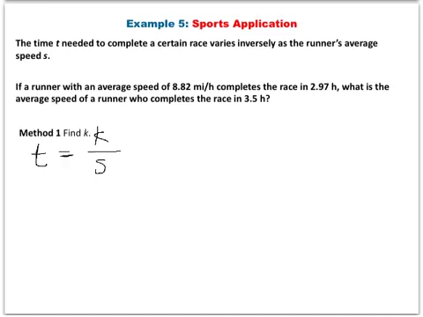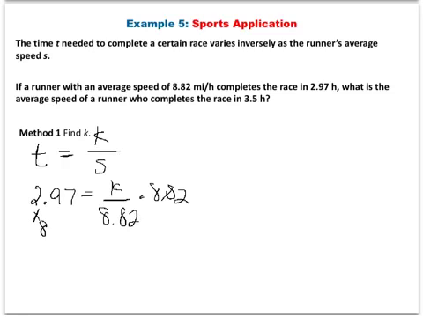So first we're going to do the method where we find k. We have time varies inversely with speed. Solve for k, multiply 8.82 on both sides. I didn't leave a lot of room here, so we'll write it like this. 2.97 times 8.82. I have k equals 26.2.